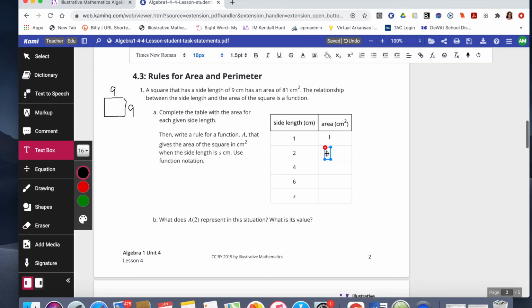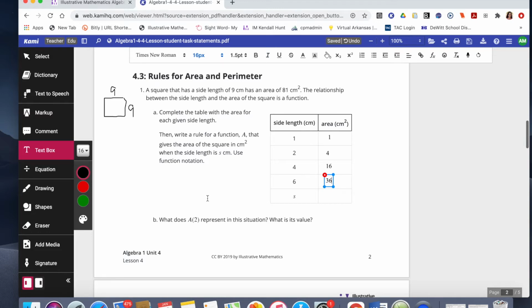When the side length is 2, we have 2 times 2, so the area is 4. When we have a side length of 4, the area is 4 times 4. Make sure you don't do plus 4 here. Times 4, and we have an area of 16. And then when the side length is 6, we would do 6 times 6, and we would get 36.